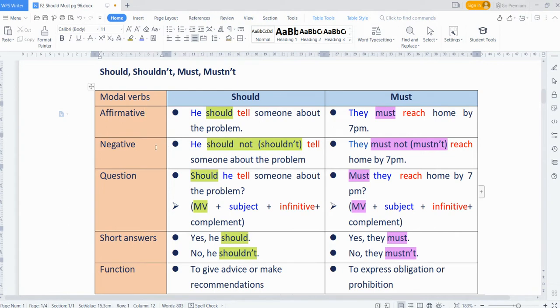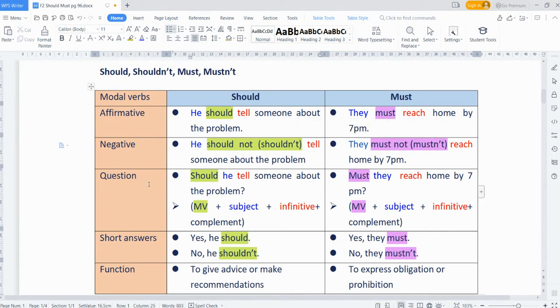And then if you want to write a negative statement using the word should, all you need to do is, based on the affirmative sentence, you just add the word not. For example, he should not tell someone about the problem. If you want to use contraction, instead of writing should not, two words, you can just write shouldn't. The pronunciation is shouldn't. Should, and then you have n, and then apostrophe, and then t. Don't forget to put the apostrophe.